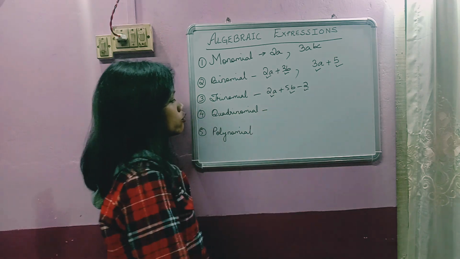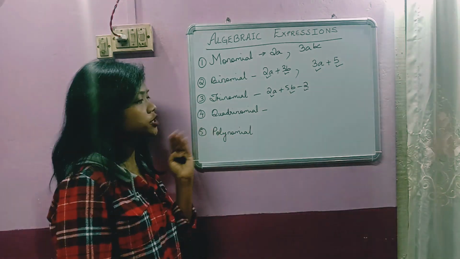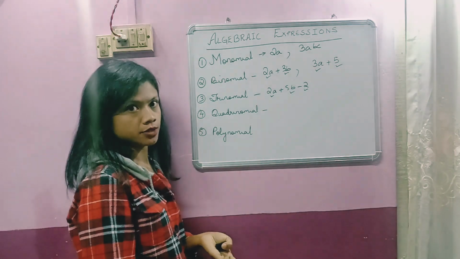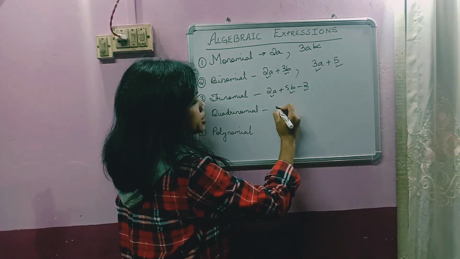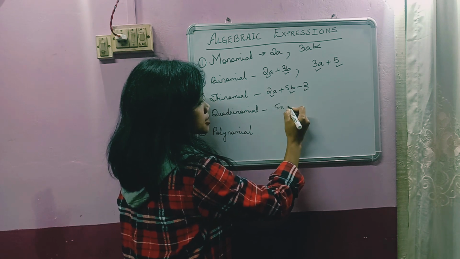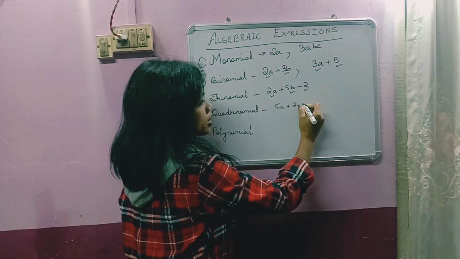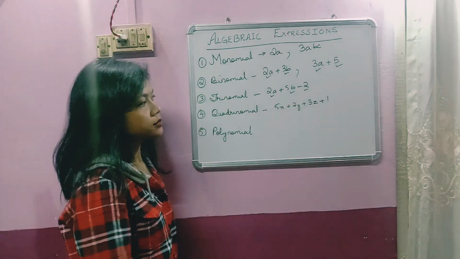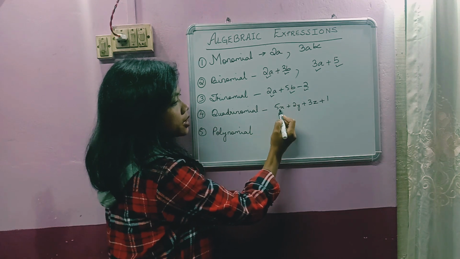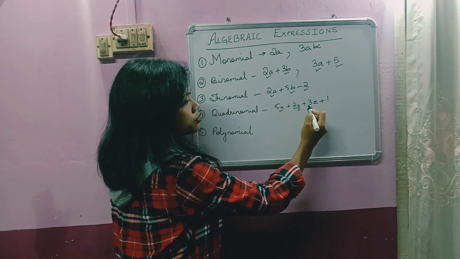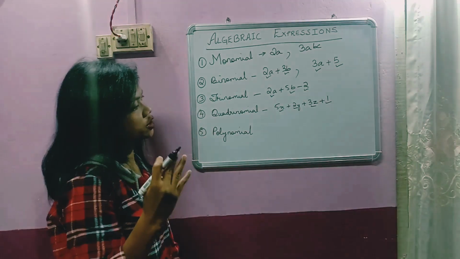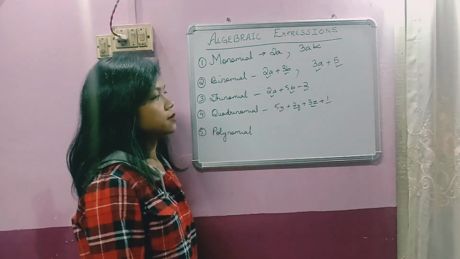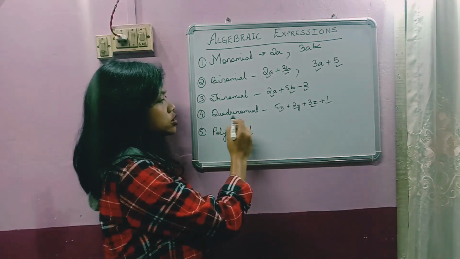Now next we have quadrinomial. A quadrinomial is an algebraic expression that has four terms. For example, if I give you 5x plus 2y plus 3z plus 1. Here, if you count, you can see that there are 1, 2, 3, and 4 terms, which means this type of algebraic expression which has four terms is known as a quadrinomial.